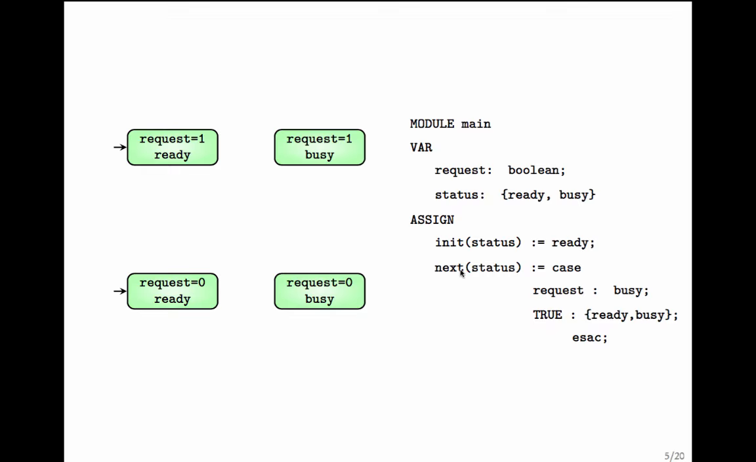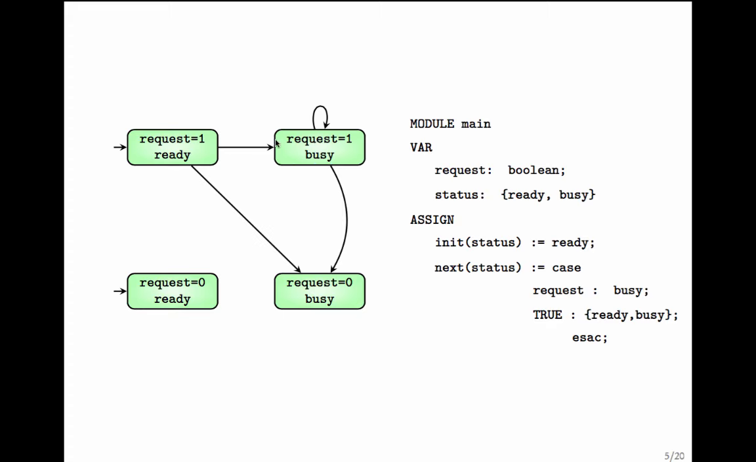Here is the definition of the transition relation. The next of status is defined as follows. If request is true, status should become busy. Otherwise, status is either ready or busy. So this is what it says. If request is true, from ready, the status should go to busy. However, there is no condition on the request, so request could either be 1 or 0.